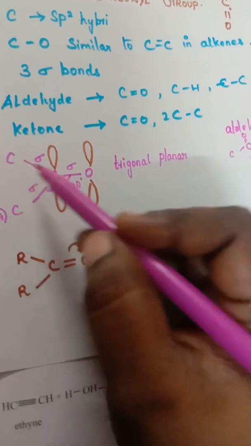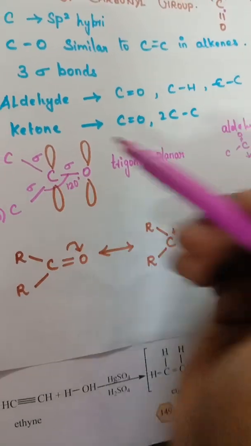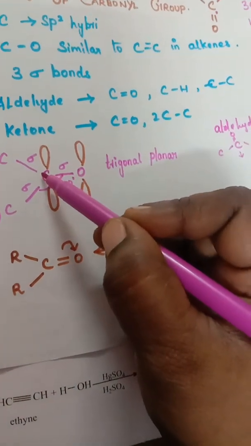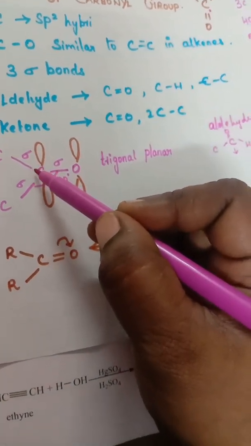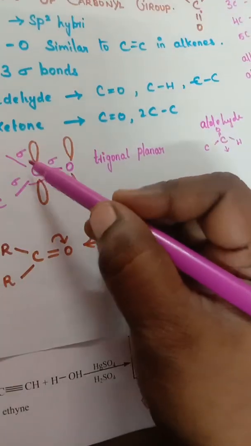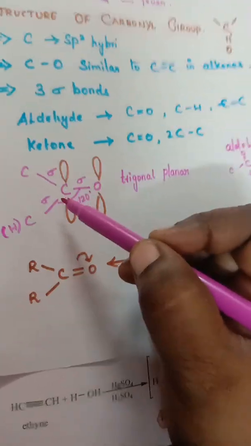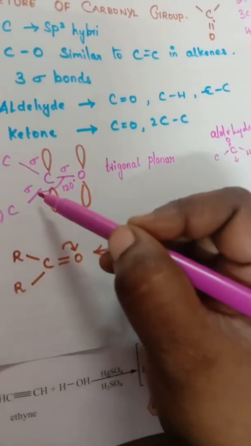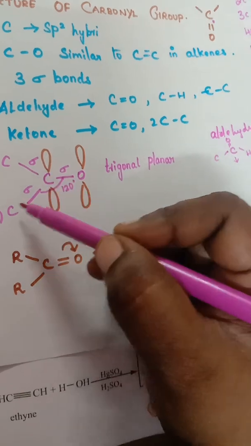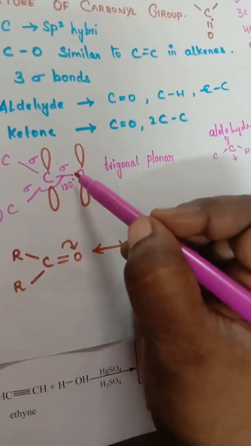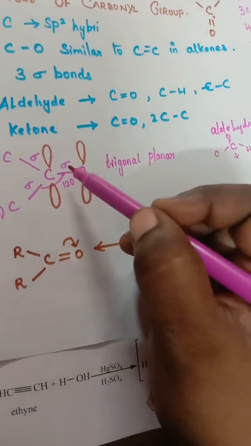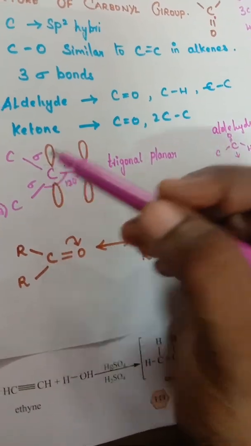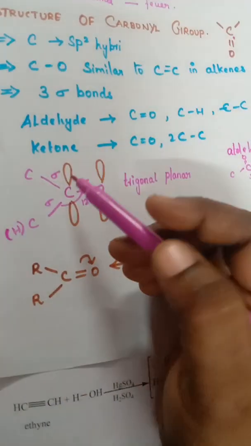So carbon has 4 orbitals and 4 valence electrons. Here one valence electron will be shared with one carbon, here also it will share one, and here with oxygen. With 2 carbons in the case of ketone, with 1 carbon and hydrogen in the case of aldehyde, and 1 with oxygen. Okay, 3 will be involved in bonding. Since it is a linear overlap, they overlap in a straight way in the same plane.